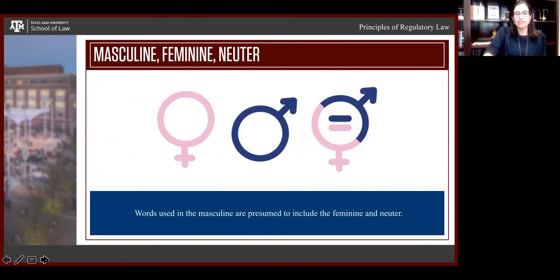Similarly, with masculine, feminine, and neuter, we would presume that one includes the other, unless there's some reason to think a statute is specifically referring to women or men. Just because Congress uses, say, a male pronoun, we would interpret it to apply to women as well.